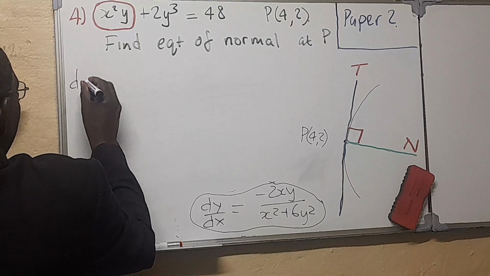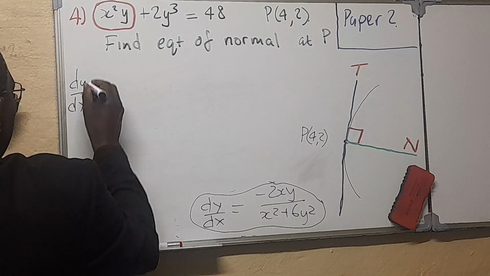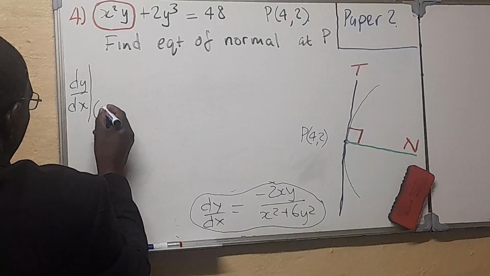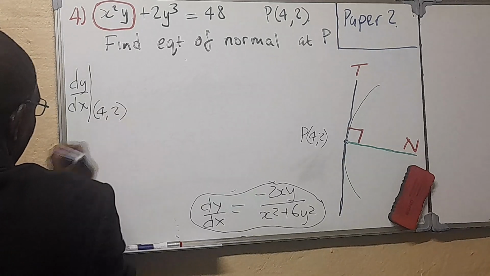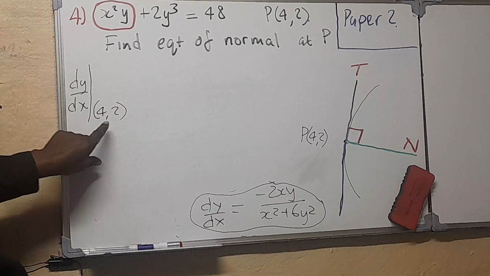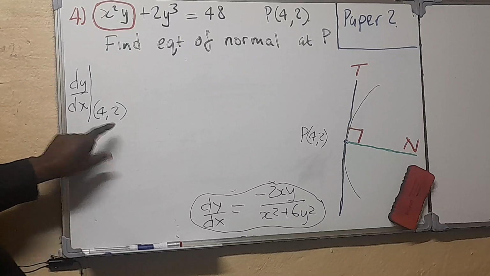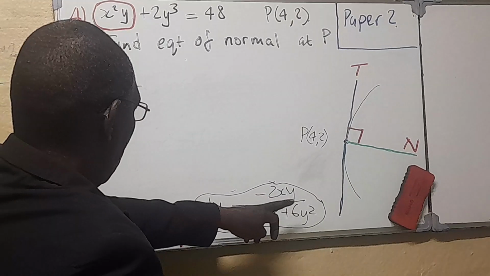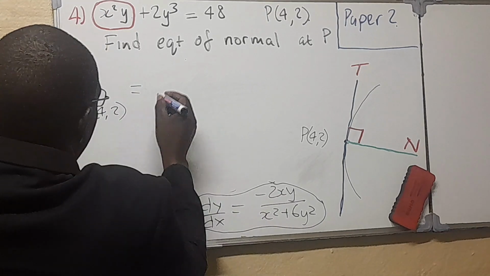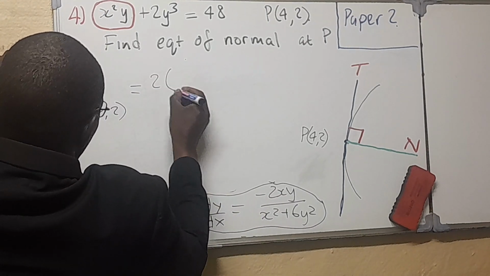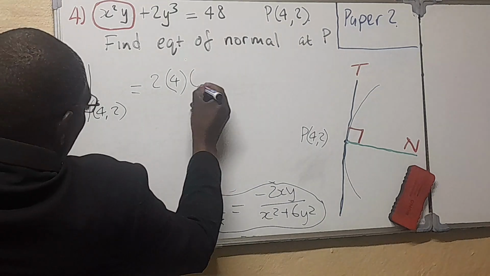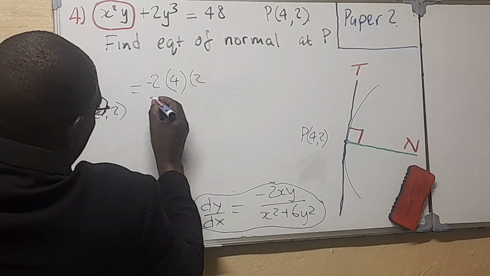dy/dx evaluated, this line here, at the point (4, 2). Can you see that? This dy/dx evaluated at the point (4, 2) is equal to, so we put 4 for x and 2 for y. That gives us 2 multiplied by x is 4 and y is 2. This is minus, of course.